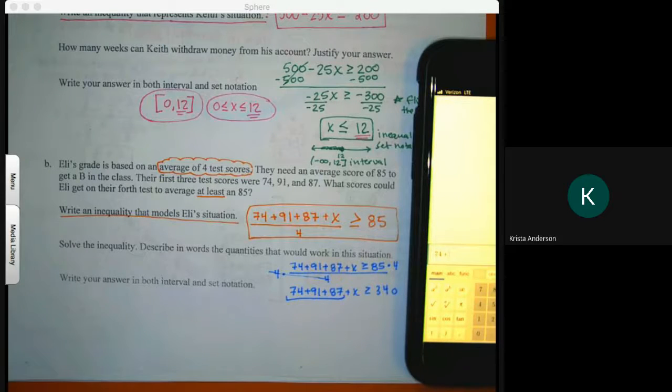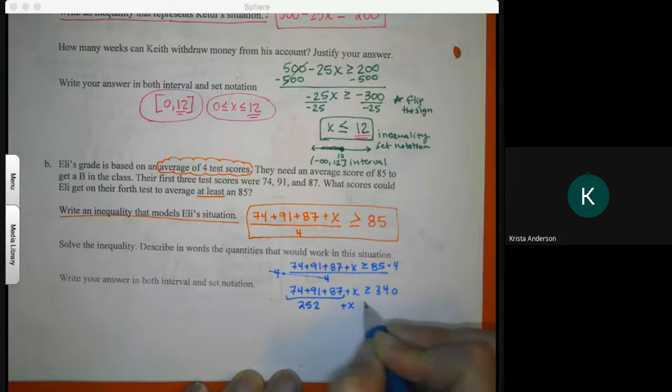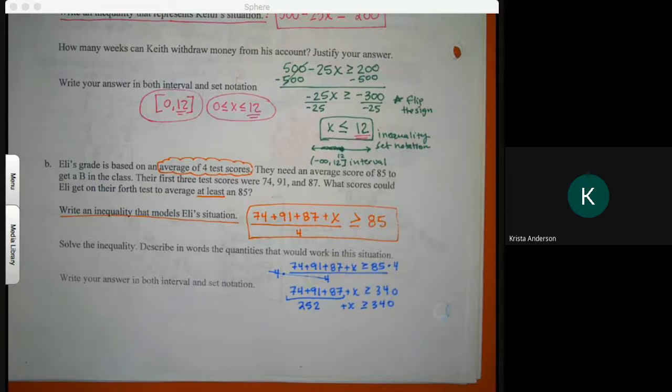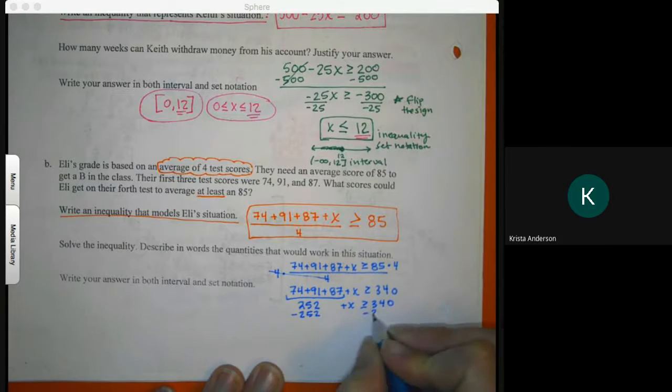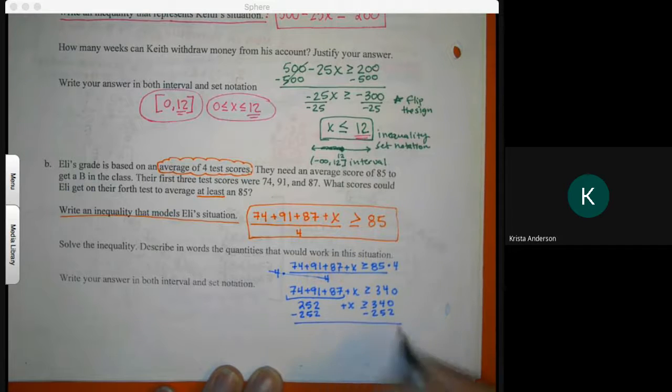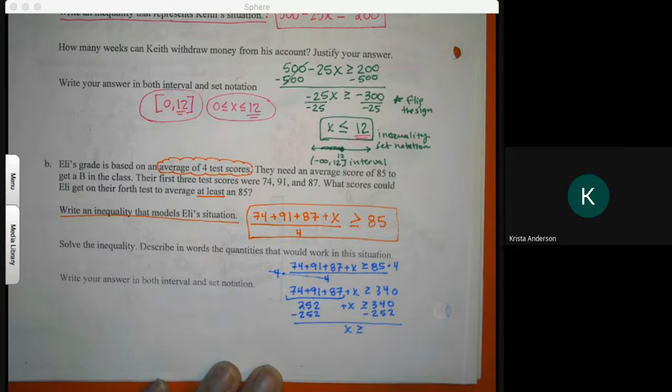74 plus 91 plus 87 is 252 plus x. Which means I would have to subtract the 252 to see how much my score needs to be. So for 340 minus the 252 is 88.